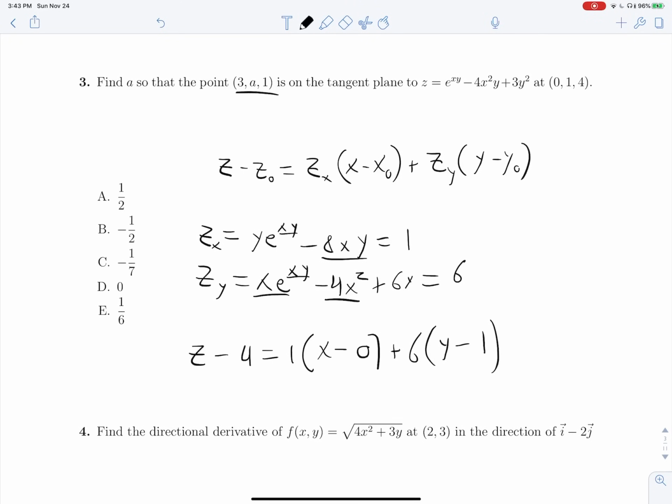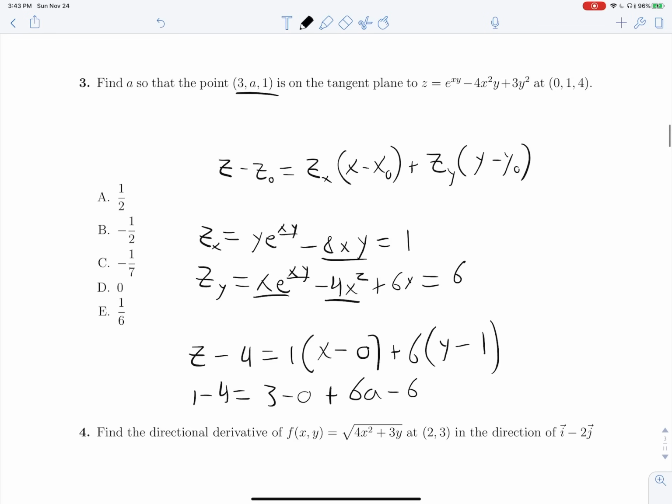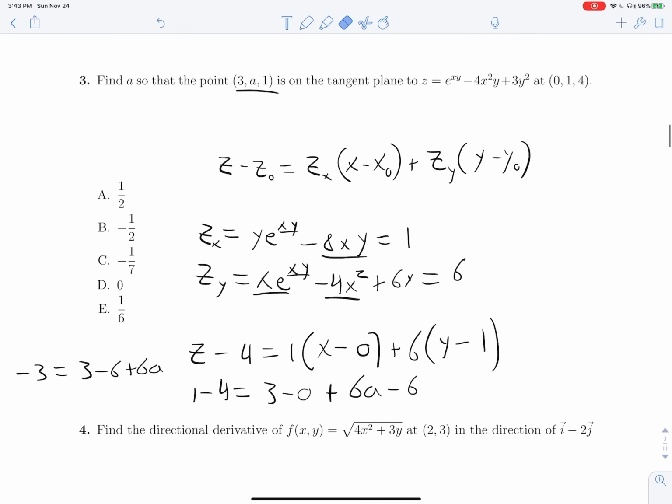So z is 1, so 1 minus 4 is 3 minus 0 plus 6a minus 6. And we can simplify this down a little bit. This will be the same thing as negative 3 equals 3 minus 6 plus 6a. And this will be negative 3 over here, and 0 is equal to 6a, so a is 0.